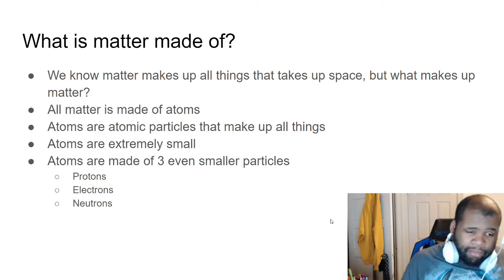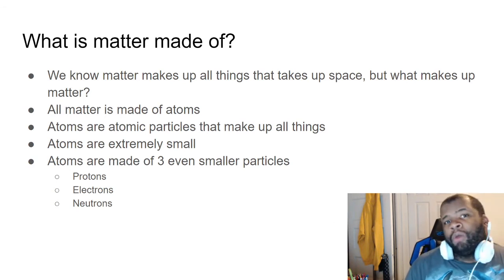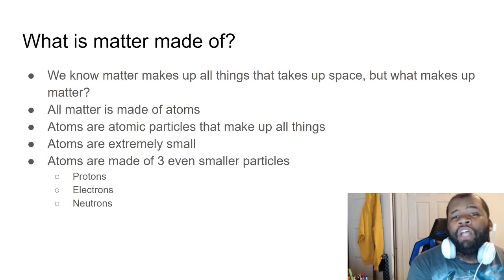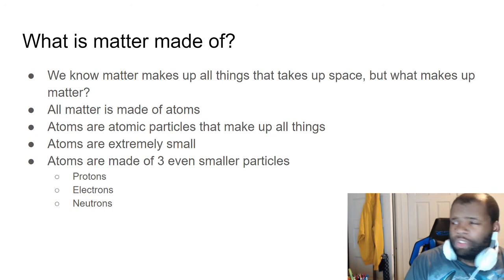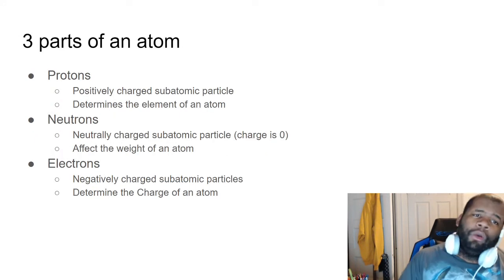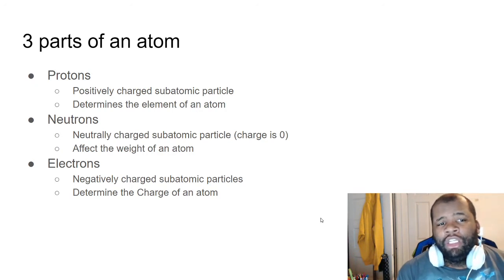Now, atoms, just like everything else, they are made up of even smaller particles. These smaller particles, there are three of them. They are different. They are protons, neutrons, and electrons. So, let's go to the next slide. So, three parts of an atom: protons, neutrons, electrons. Each one is different. Each one has a different job.